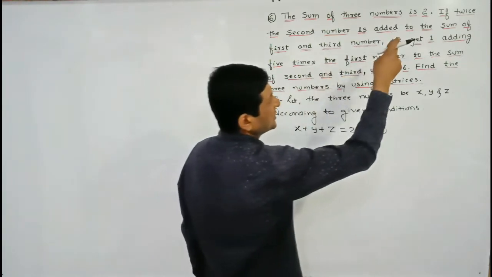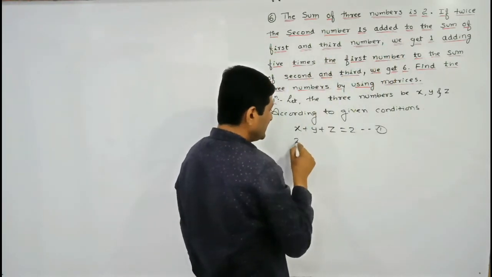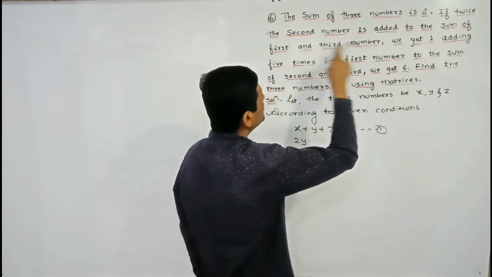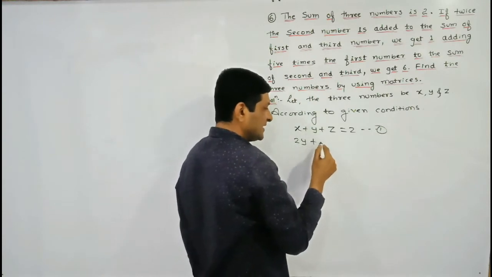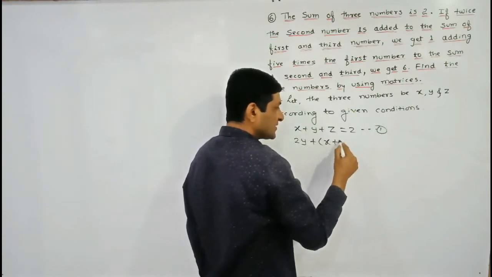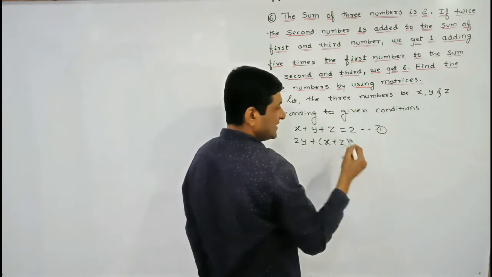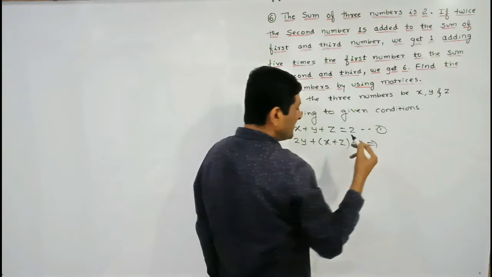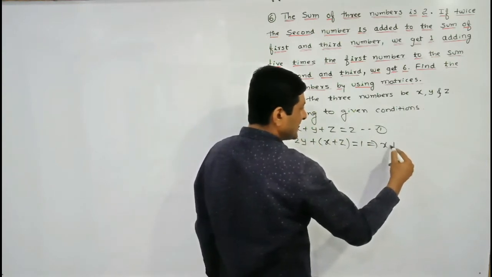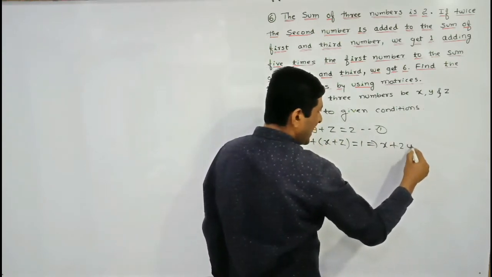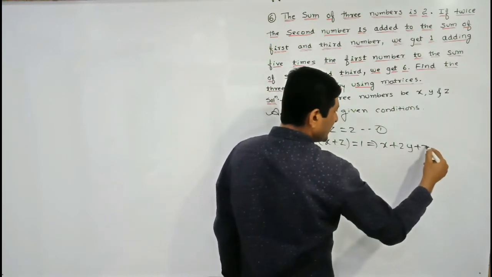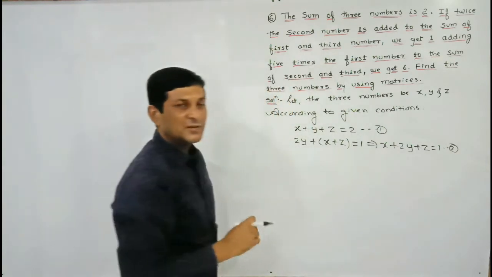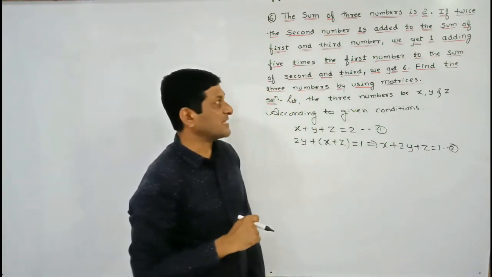Observe the second condition. If twice the second number, means 2y, because the second number is y here, is added to the sum of first and third, first is x and third is z, gives 1. So let us simplify it. First write down x, then write down the term of y, that is 2y, then the term of z, that is plus z, and on this side keep 1 as it is. This will be our second equation which you have got from the second condition.